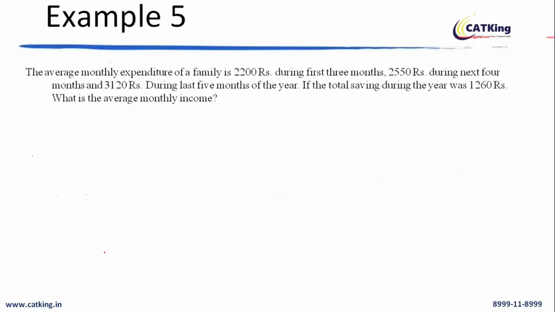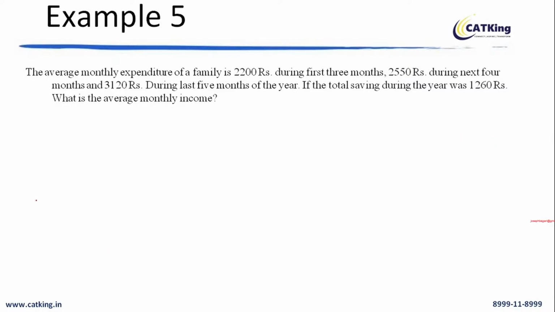Example 5. The average monthly expenditure of a family is 2,200 rupees during the first 3 months, 2,550 during the next 4 months, and 3,120 during the last 5 months of the year. First 3 months, next 4 months मतलब 7, and last 5 months 12 months का उन्होंने expenditure दिया है तुमको average. If the total savings during the year was 1,260, ये पूरे साल का savings दिया है. You have to find out the average monthly income.